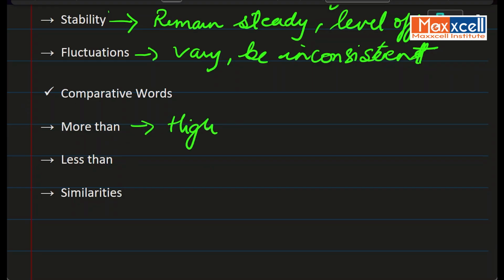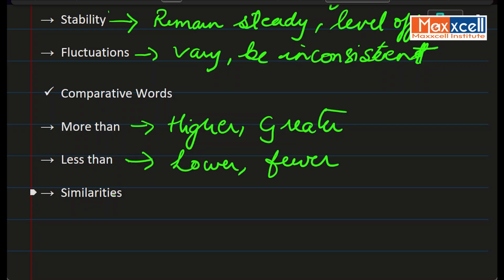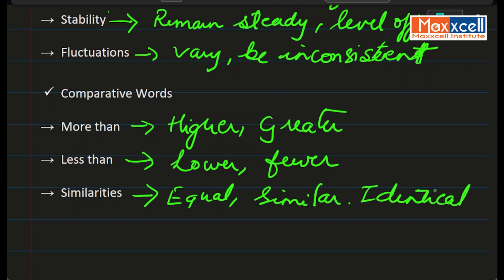For example, higher, greater, and less than. In that case you can always say lower, you can use fewer. Okay, and also, to describe similarities you can use this vocabulary: equal, similar, pattern. Okay, or it remains identical. So this is something which can be used when it comes to the use of vocabulary.